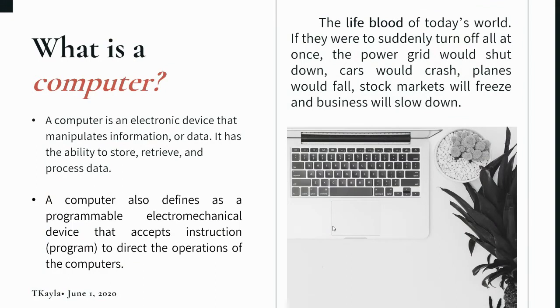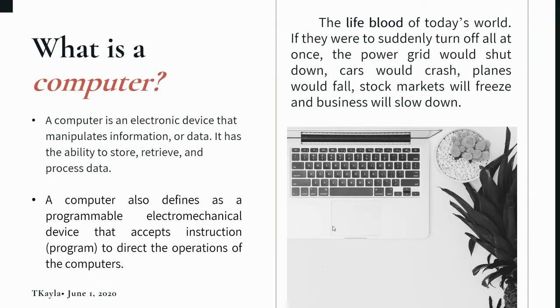What is a computer? A computer is an electronic device that manipulates information or data. It has the ability to store, retrieve, and process data. A computer is also defined as a programmable electromechanical device that accepts instructions or a program to direct its operations. It is the lifeblood of today's world.